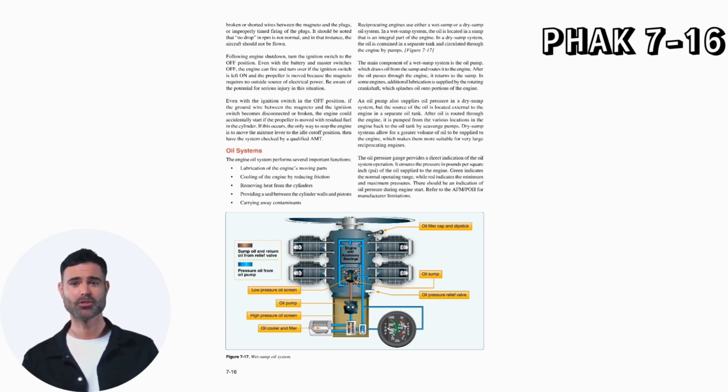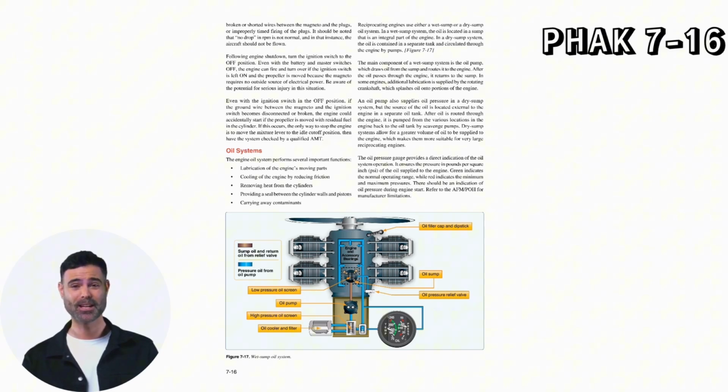Even with the ignition switch in the off position, if the ground wire between the magneto and the ignition switch becomes disconnected or broken, the engine could accidentally start if the propeller is moved with residual fuel in the cylinder. If this occurs, the only way to stop the engine is to move the mixture lever to the idle cutoff position, then have the system checked by a qualified AMT.